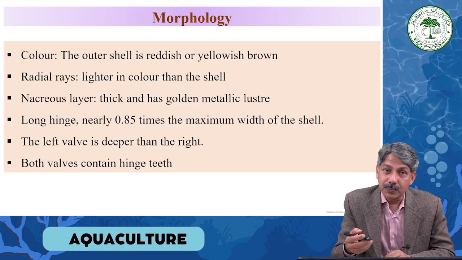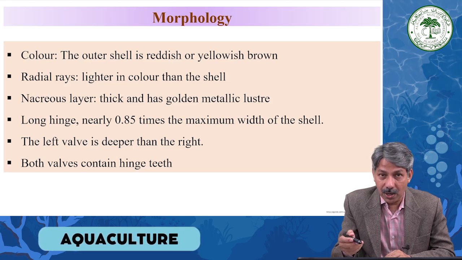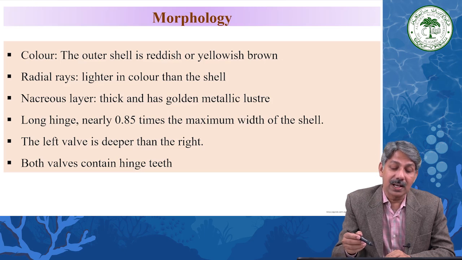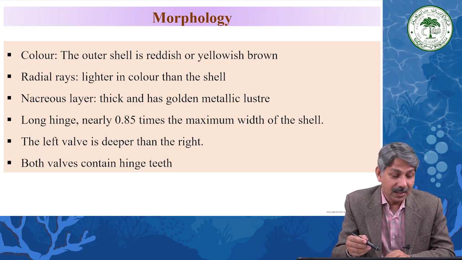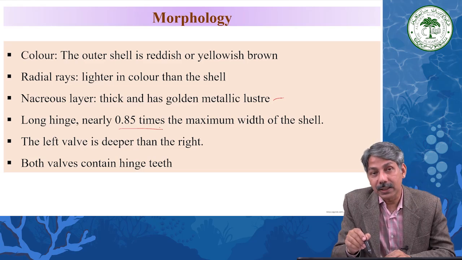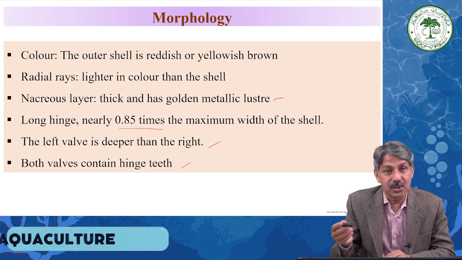Morphology of Pinctada fucata: the outer shell is reddish or yellowish brown. There are radial rays which are lighter in color than the shell. The nacreous layer is thick and has a golden metallic luster. The long hinge is only 0.85 times the maximum width of the shell. The left valve is deeper than the right. Both valves contain hinge teeth.